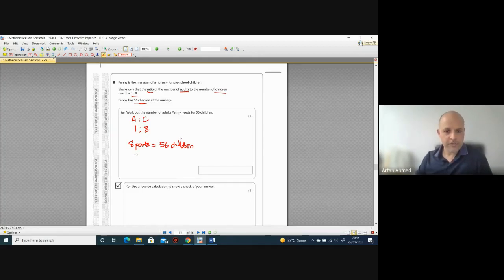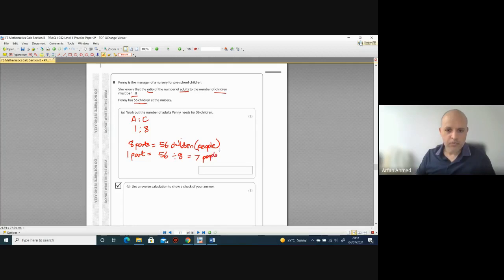So if 8 parts equals 56 children, or let's call them people, because obviously we're talking about adults as well. Adults are people, children are people. Let's put that in brackets, in fact. So we've got 56 people. 1 part would be 56 divided by 8, which is 7. Just checking. 7 people. Let's call it 7 people.